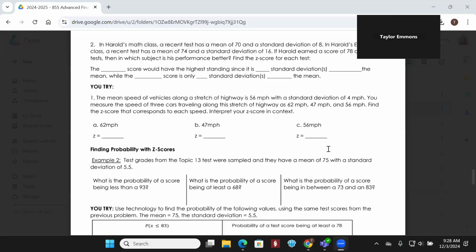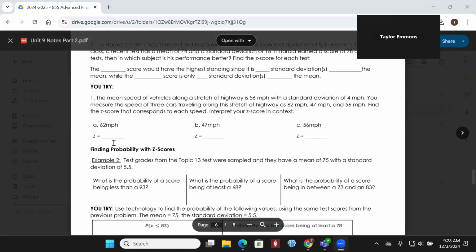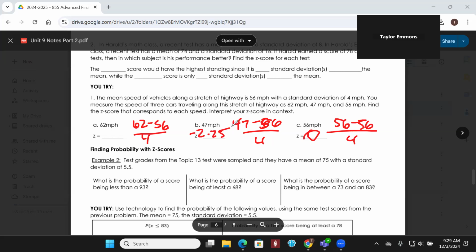Okay, so the mean speed of vehicles on a stretch of highway is 56. Standard deviation is 4. So you're going to do 62 minus 56 divided by 4. 56 minus 56 divided by 4. So 0 is the last one. You can get negatives on this one. Yes. So you can get negative 2.25 on that one. Then 1.5.